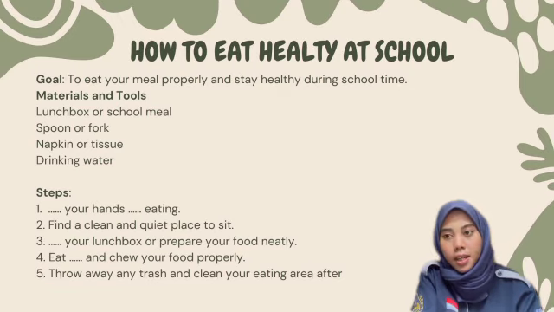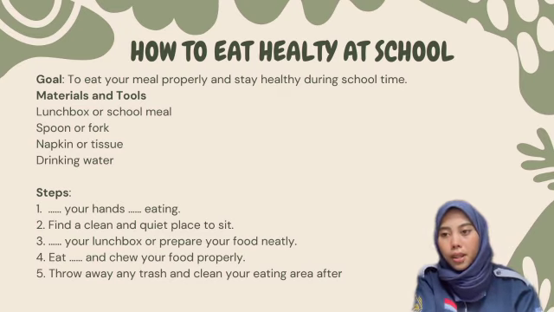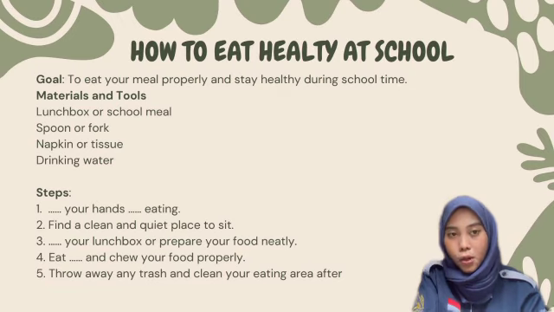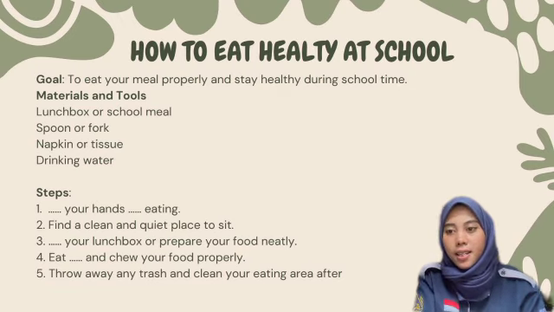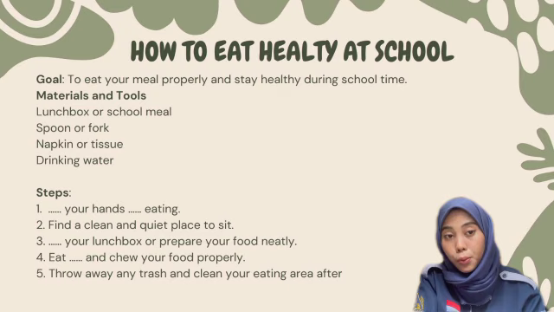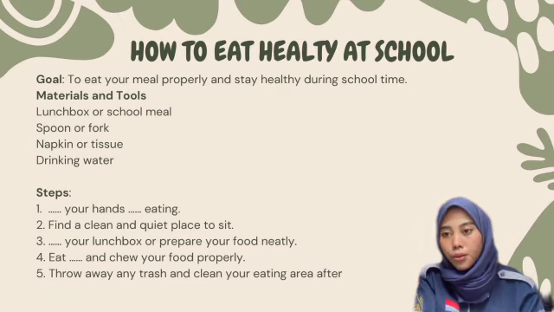And the last one is the steps. Let's work on this together, shall we? First, blah blah blah your hands before blah blah blah eating. So of course, first of all, we have to wash our hands before eating. Secondly, find a clean and quiet place to sit. Third, blah blah blah your lunchbox or prepare your food neatly. We can say, bring your lunchbox or prepare your food neatly. Number 4, eat blah blah blah and chew your food properly.